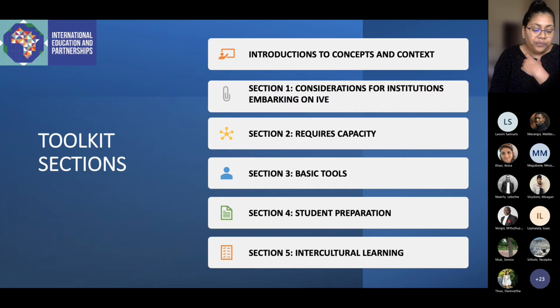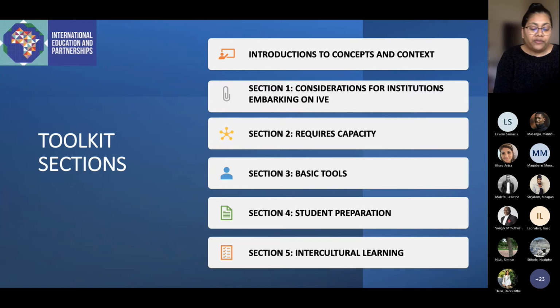So the toolkit provides a glossary of terms for ease of reference and a clear understanding within the context of the specific toolkit. Section 1 of the toolkit covers considerations and advice for institutions embarking on virtual engagement for the first time. The section gives a basic overview of what to consider along with opportunities, benefits, challenges, and shortcomings in relation to international virtual engagement.